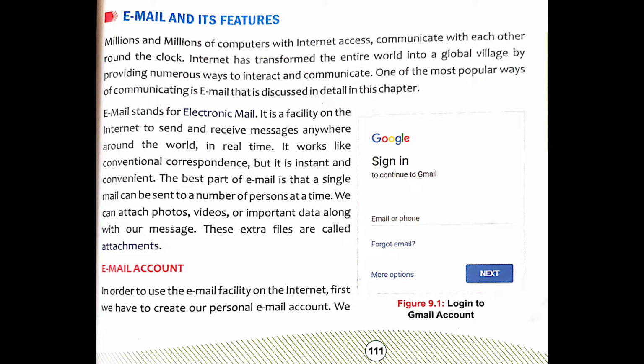Millions and millions of computers with internet access communicate with each other round the clock. Means computers are connected with each other through the internet. The internet has transformed the entire world into a global village by providing numerous ways to interact and communicate. We can communicate with the help of the internet in various ways, with WhatsApp, Facebook, and many other communication ways. One of the most popular ways of communicating is email. We can communicate with emails. That is discussed in detail in this chapter.